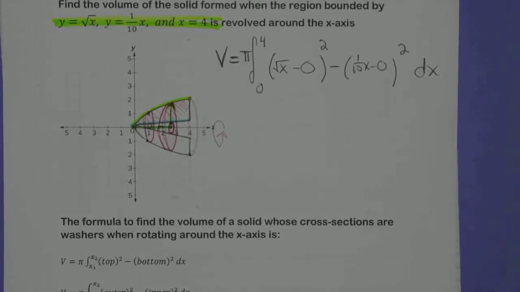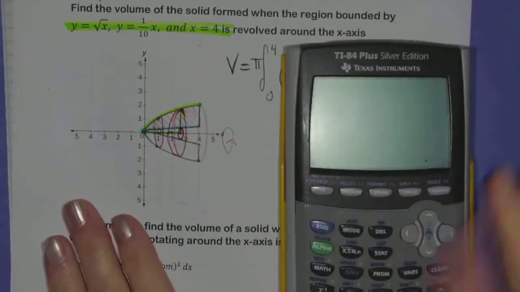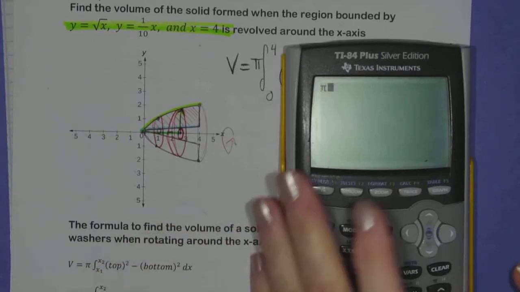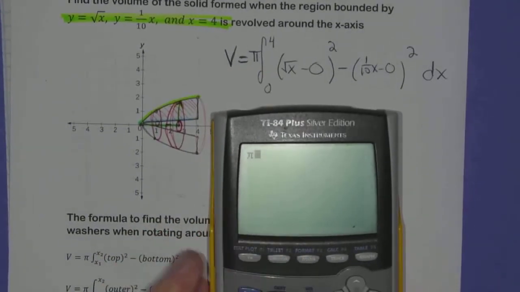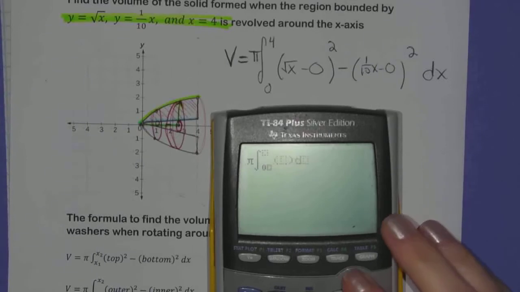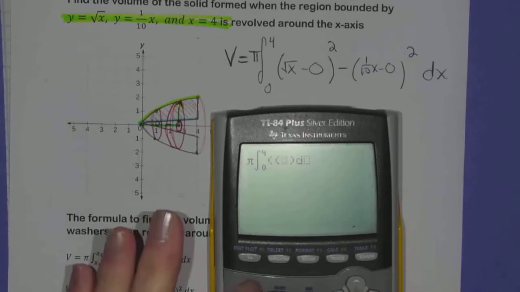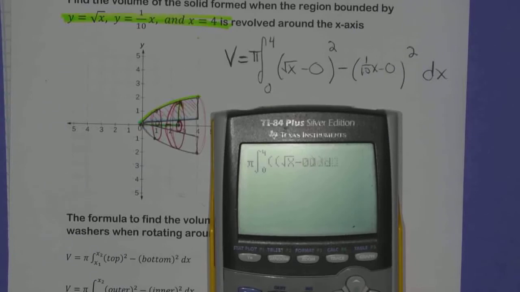So if I take my TI-84 and I put in pi first, pi on the outside, and then math 9, 0 to 4, parentheses, square root x minus 0, quantity squared, take away the inside, 1/10 x minus 0 quantity squared, and a dx on the end. I'm going to get my final answer, 24.463.